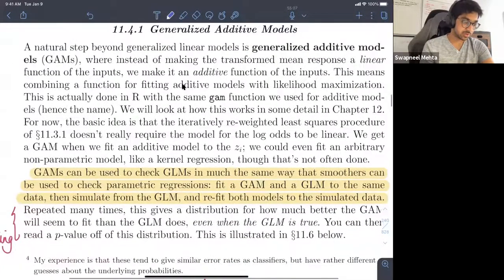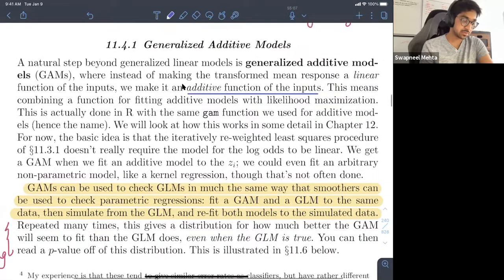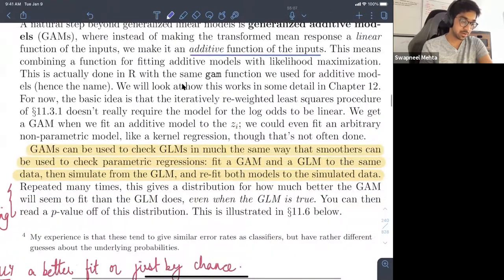Okay, so stepping further, a natural step beyond generalized linear models is generalized additive models, where instead of making the transformed mean response a linear function, we make it an additive function of the inputs. We've discussed GAMs a bit before, and we will discuss them a lot more later. But for now, just think of it as the way we use non-parametrics to check parametrics, we can use GAMs to check GLMs because GAMs are a superclass.